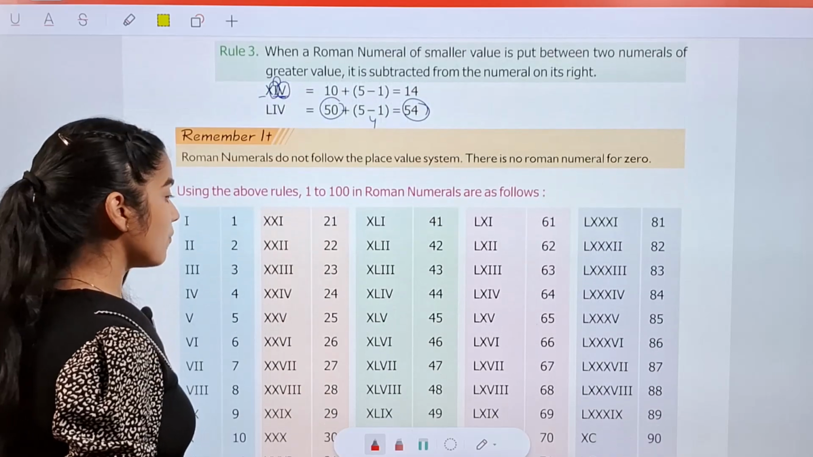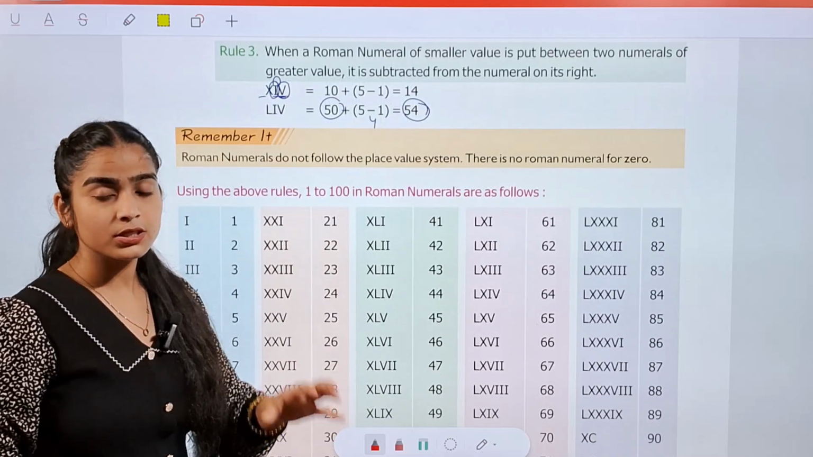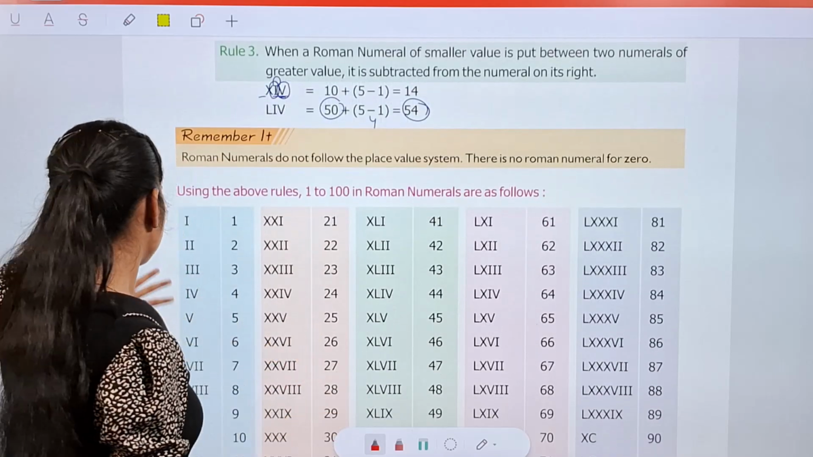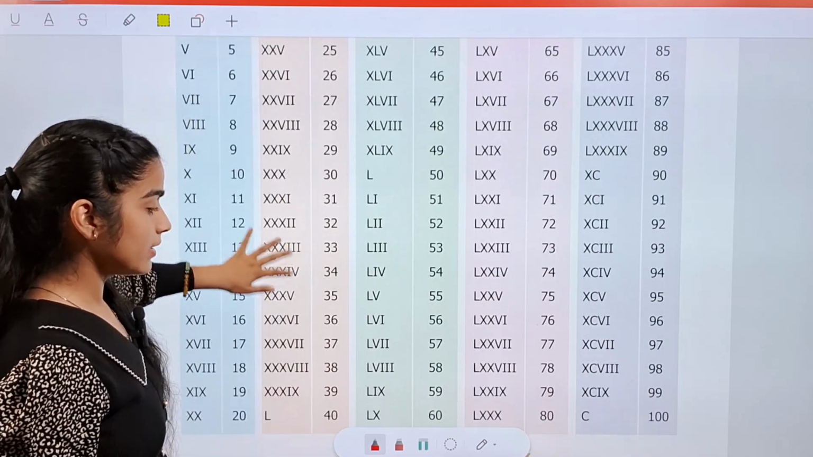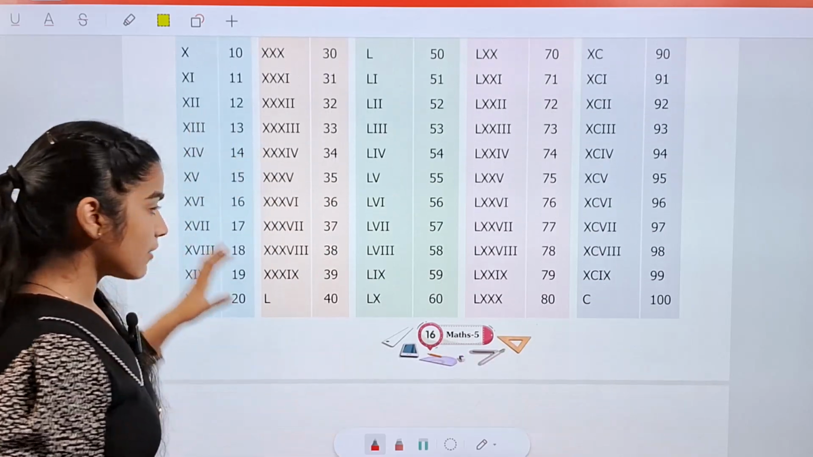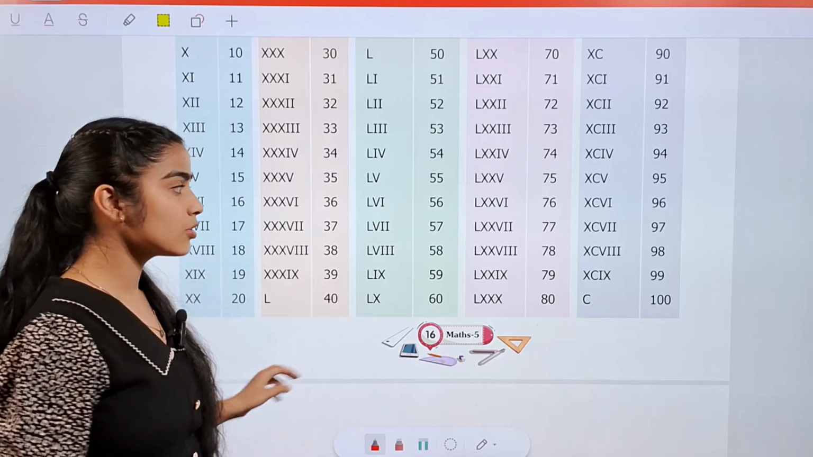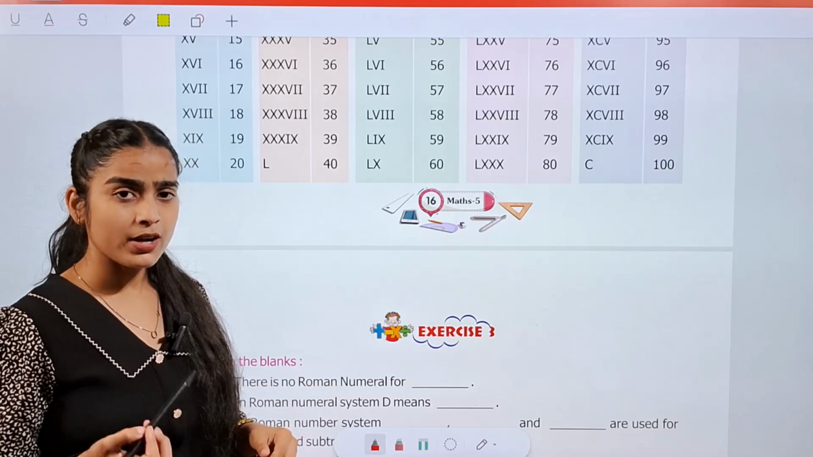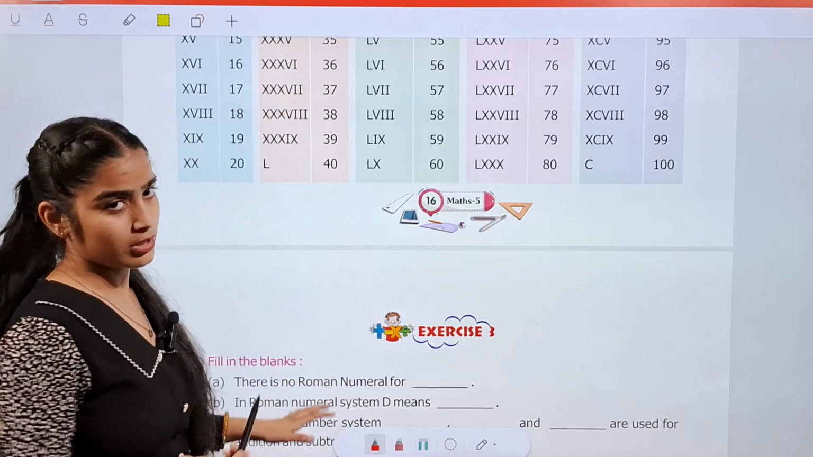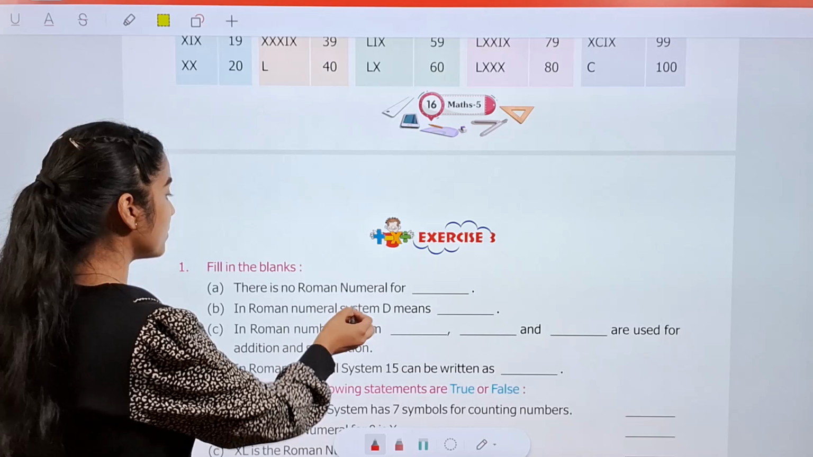Okay. Now we have these numbers written in the Roman form from 1 to 100. So what you have to do here, you have to see each and every number so you are able to answer your exercise. We are solving an exercise by seeing these numbers together. Okay. So there is no Roman number for 0.